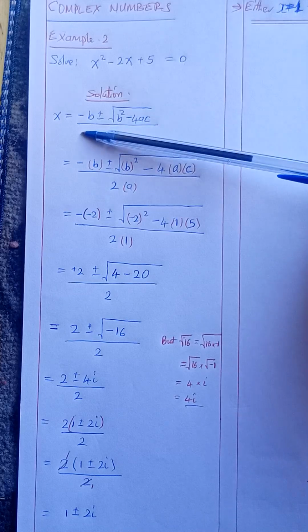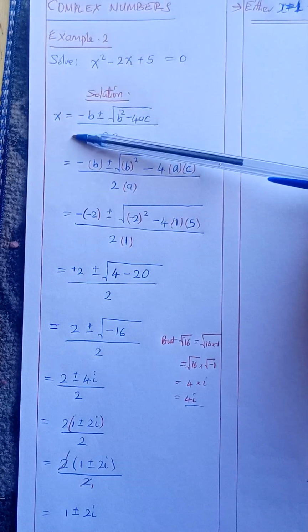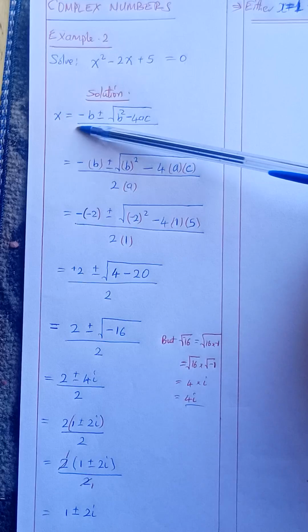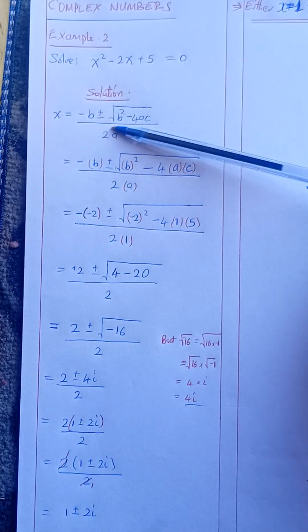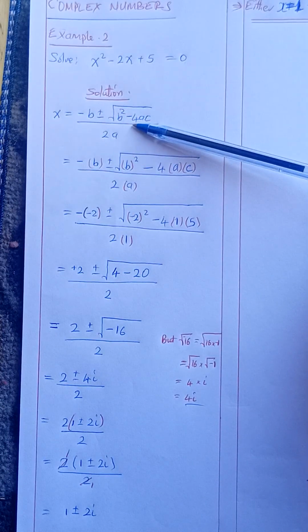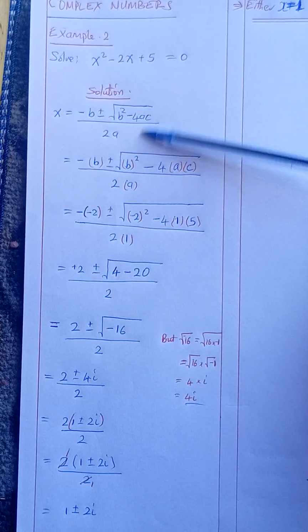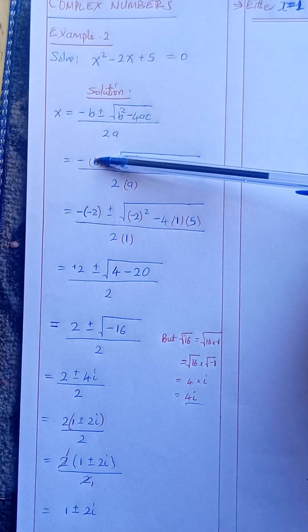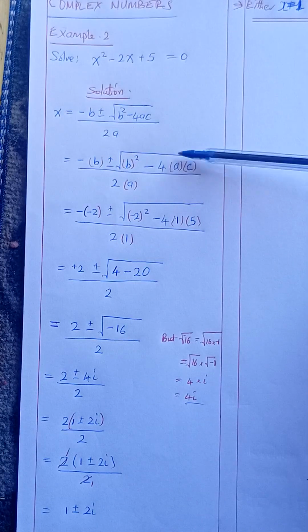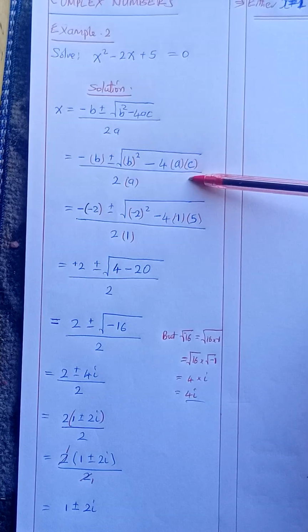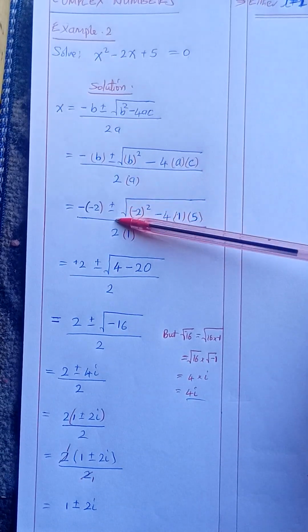quadratic formula. The quadratic formula is x is equal to negative b plus or minus the square root of b squared minus 4ac, everything over 2a. So in the next step, we put each letter in separate brackets to help us when we are substituting. So now in the next step, we begin by substituting according to the values.